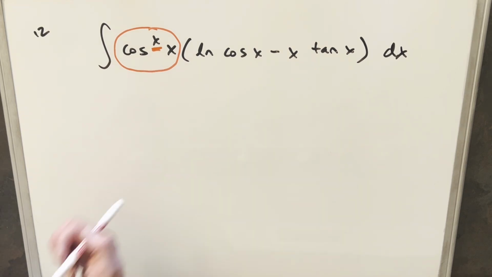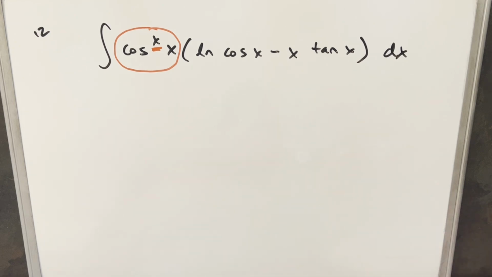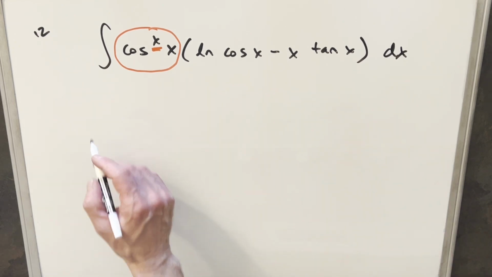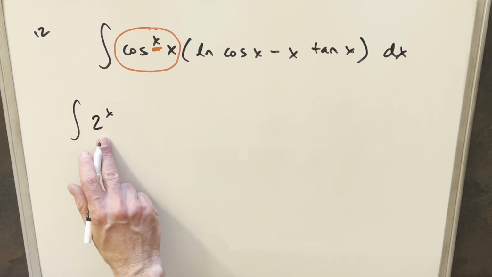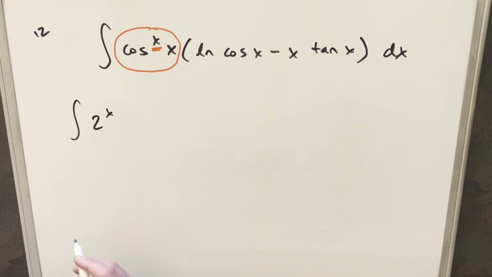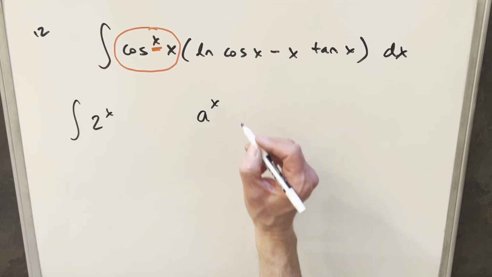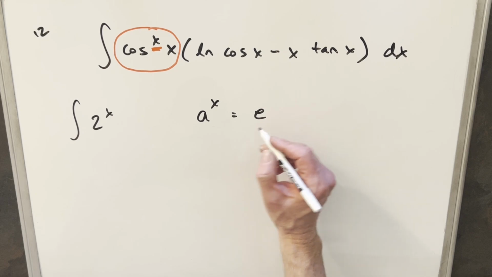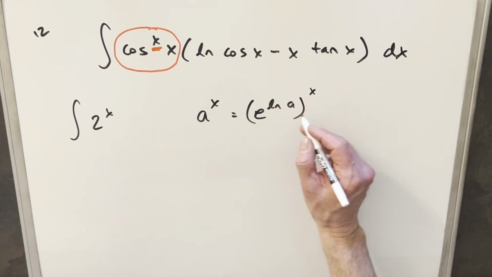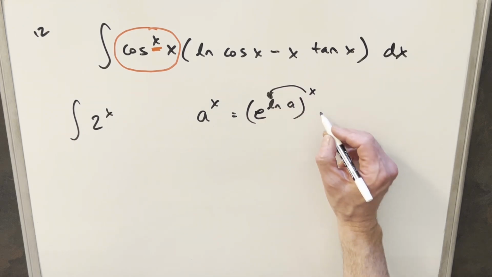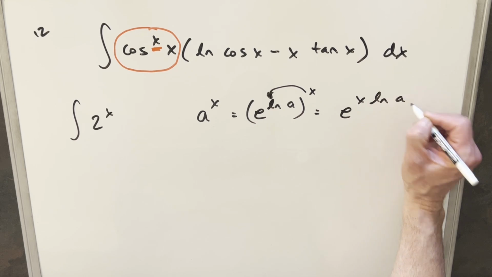We almost always want the base to be e. So what I need to do is something to manipulate this. What I can do is something similar to when you just have the integral of something, let's say 2 to the x. What we want to do is convert this and get the base to be e. So if we have a to the x, I can write a as e to the ln a. And then with exponent properties we can distribute this in here, and write this thing as e to the x ln a.